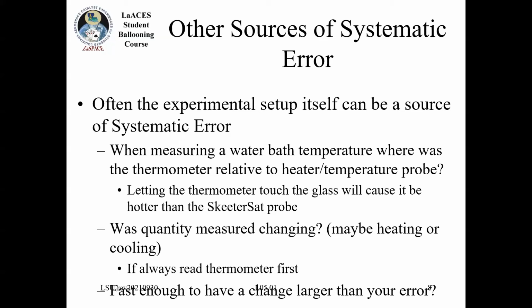So for example, in the case of the SkeeterSat, if I have the thermometer resting against, say, the glass beaker, if I'm using a water bath, whereas the temperature probe of my SkeeterSat is sort of dangling free in the water, well, the glass is getting heated directly, so it's probably going to be hotter, which means my temperature is going to be consistently reading a little bit higher than the actual temperature being sensed by the SkeeterSat temperature probe. And that's going to be a relatively constant shift, right? It's not random.